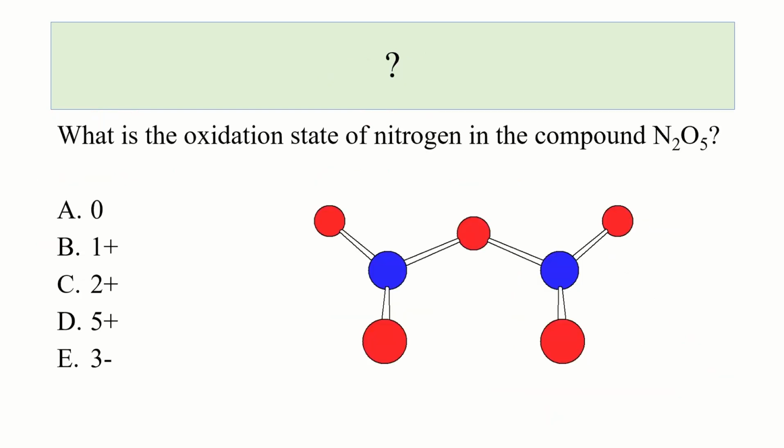What is the oxidation state of nitrogen in the compound dinitrogen pentoxide, N2O5? Start with the oxygen, -2 times 5, that's going to be -10. This is a neutral compound, a neutral molecule, so we need +10 for nitrogen, and there are 2 nitrogens here, which means that each nitrogen will have a +5 oxidation state. +5 times 2 minus 10 gives us 0. Correct answer is D.